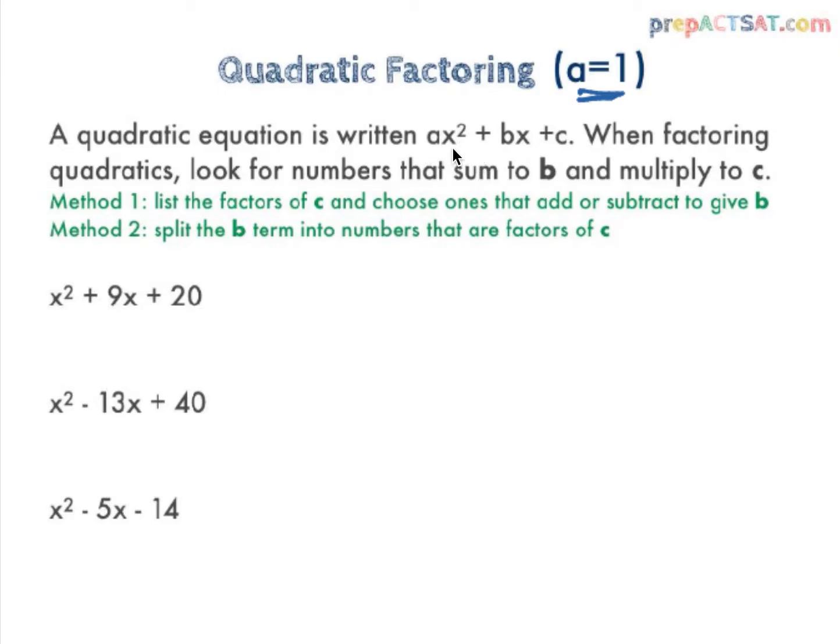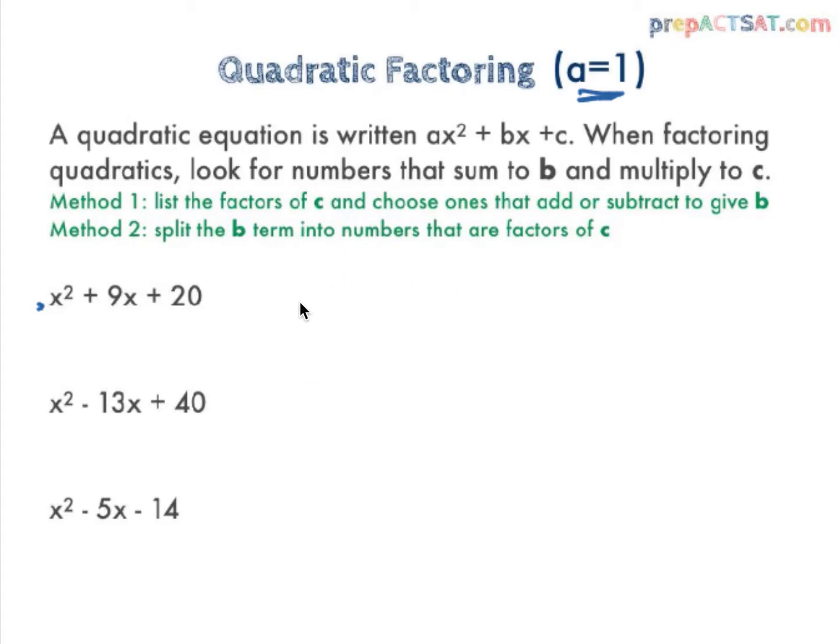When a is 1, in other words there isn't a number before the x squared, it's a bit easier to factor. There's 2 main methods of doing this. I'm going to demonstrate both of them. Method 1 is easier for these types of quadratics, but method 2 is more useful later, so you can choose. I'll do both to show you.